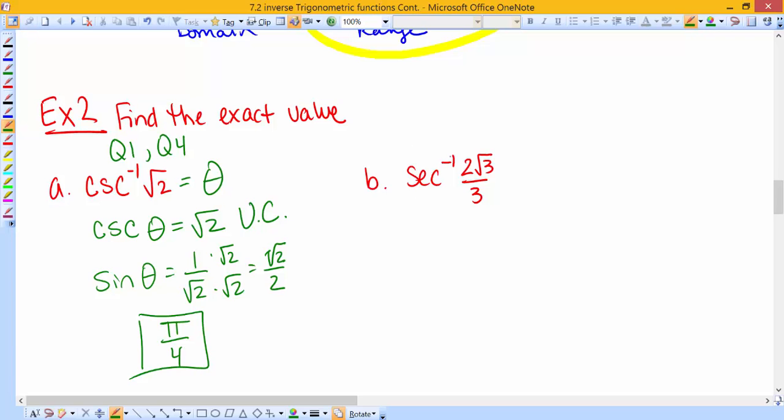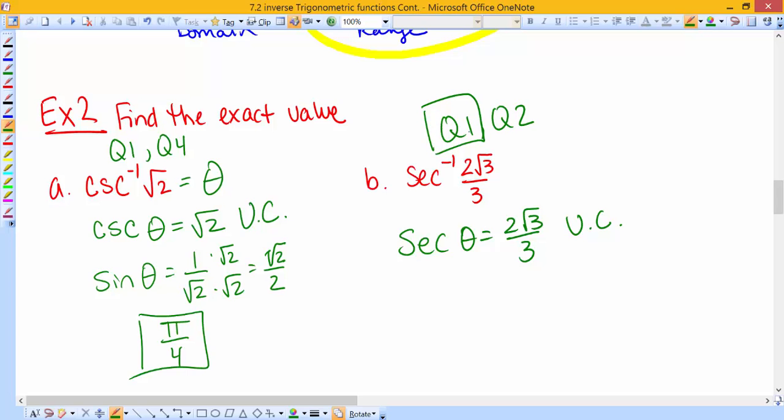For example B, we have secant. So I'm going to switch this around. So secant of theta equals 2 root 3 over 3. If you, again, have your unit circle or your trig chart ready to go, you can very easily find your answer. Secant goes with cosine, so you're looking at quadrants 1 and 2. Specifically quadrant 1 because it's positive.